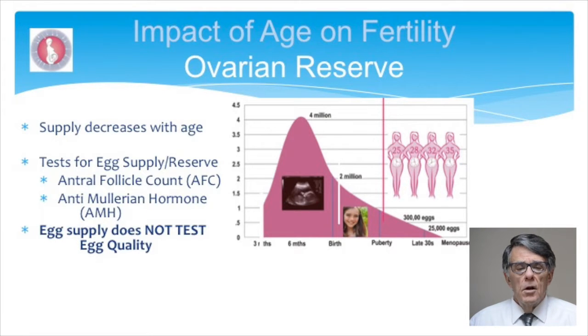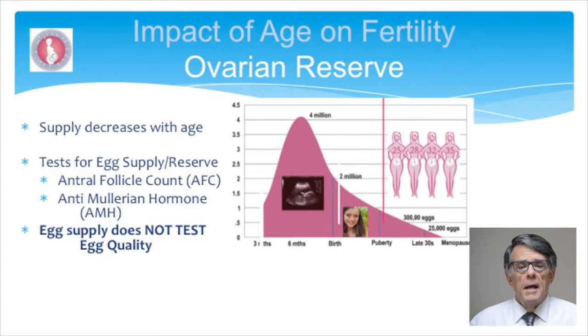This is not ovulation. This egg loss occurs before puberty, after puberty, whether you're on the oral contraceptive pill, whether you're pregnant, or whether you're breastfeeding. Another name for this loss is apoptosis.